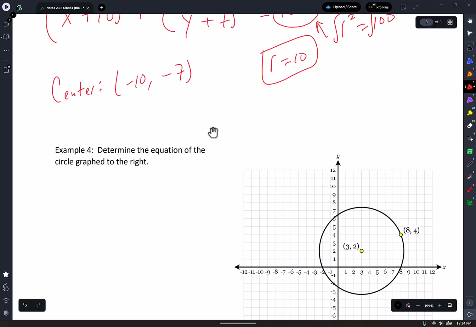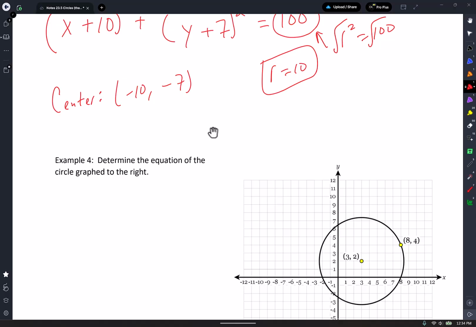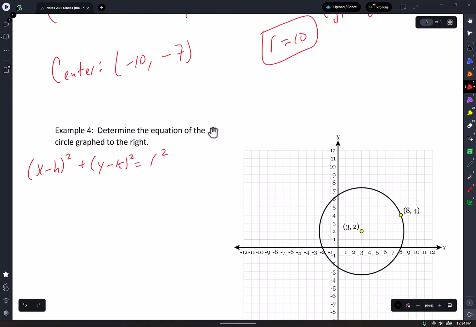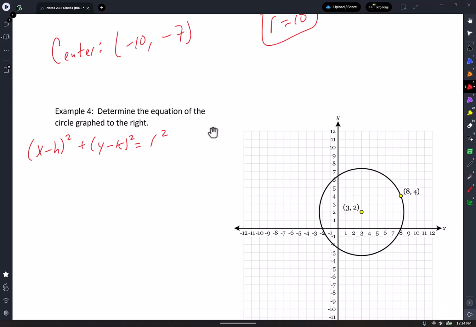All right, it says determine the equation of the circle graph to the right. Well, I'm just using this: x minus h, close it, squared, plus y minus k, close it, squared, equals r squared. Where is the center of that circle? 3, 2. So I'm going to replace the h with a 3, and then the k with a 2. So I have x minus 3, closed, squared, plus y minus 2, closed, squared. Now all I need is r squared.